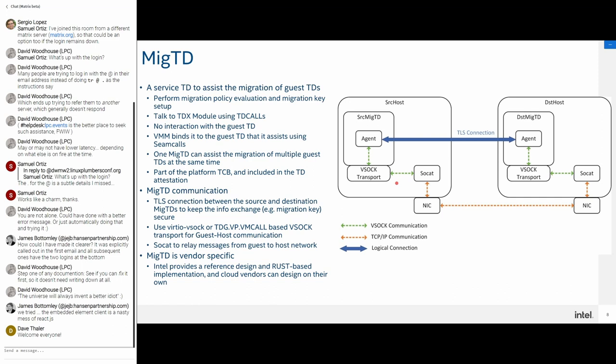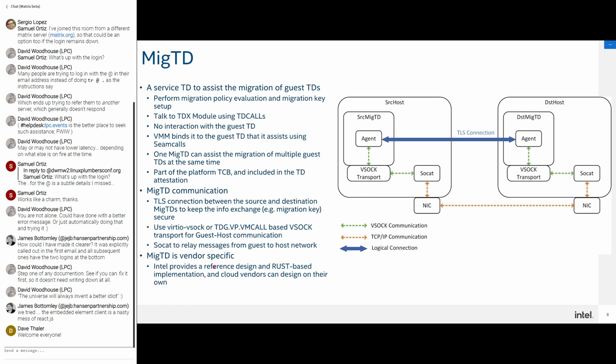There is a communication between the MicroTD and the host. It's a guest to host communication. For this communication, we design a VSOCK transport here. We have two choices here. One is to use the existing virtio VSOCK, and another one is to use a TDVMCALL. This is a special VMCALL from the guest to host. We wanted to design a new communication channel using the VSOCK protocol. Lastly, I will open more discussion about the MicroTD communication after I finish the basic introduction.